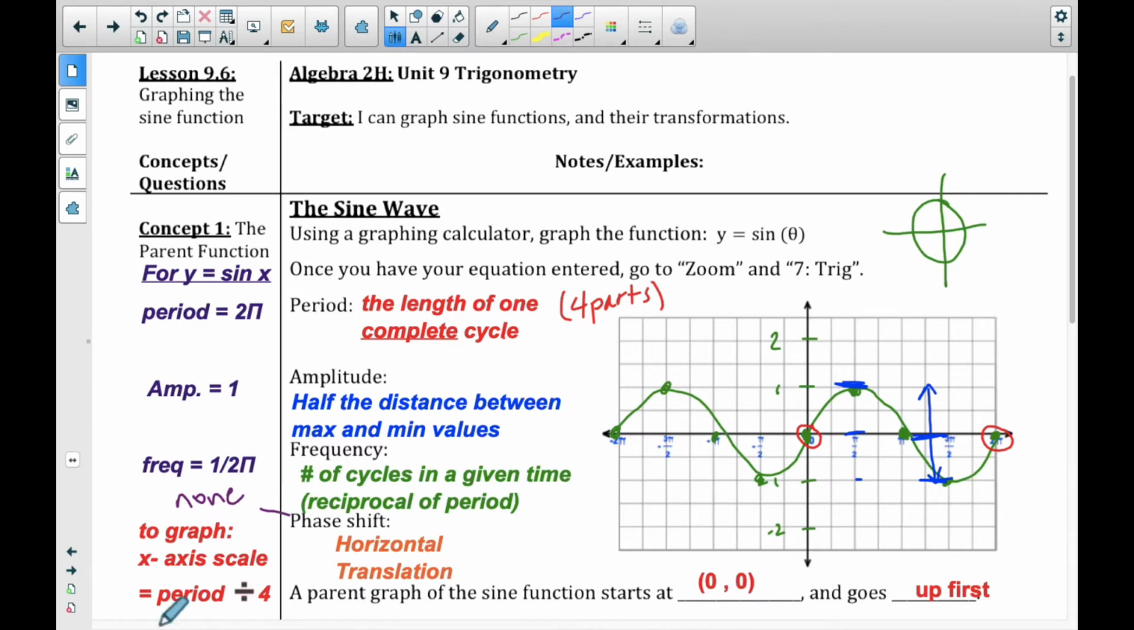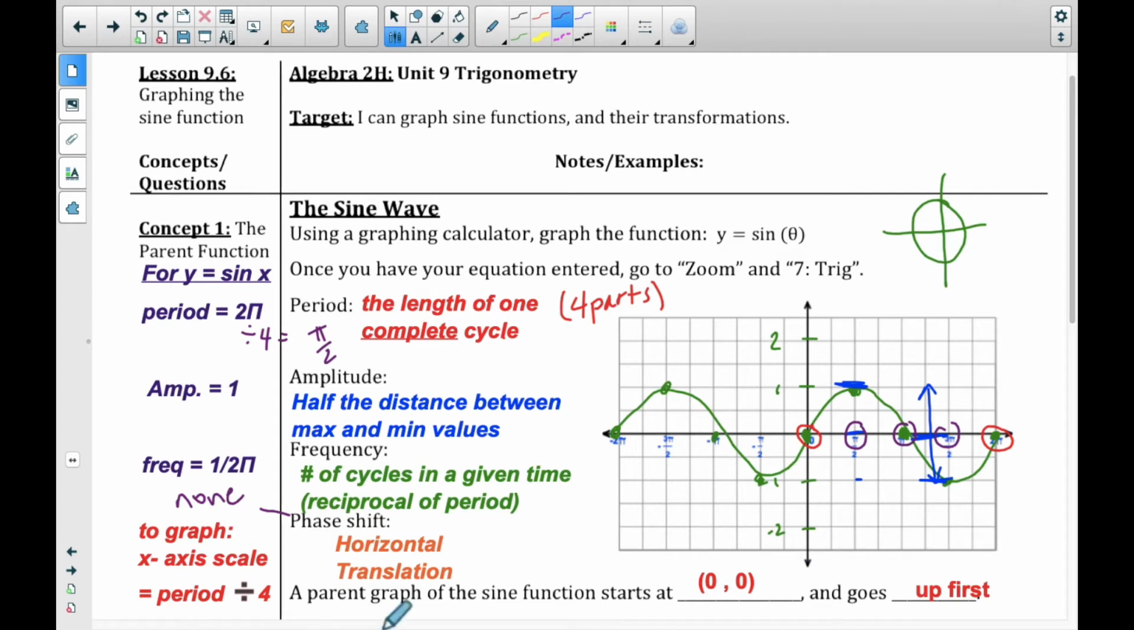Couple things here. One thing is the x-axis scale. We have to figure out what hash marks to put there. What we do is we take the period and divide it by 4. In this case, our period was 2 pi. If we take 2 pi, divide by 4, that gives us pi over 2. That tells me I was counting by pi over 2s. Okay, that's how you figure out what to do on your x-axis.